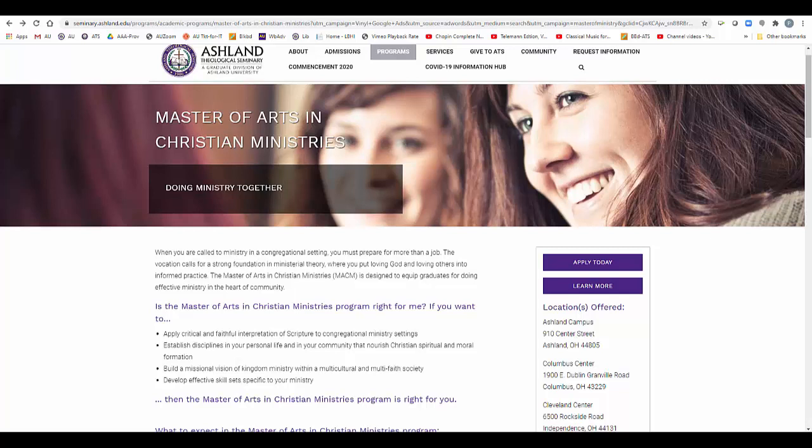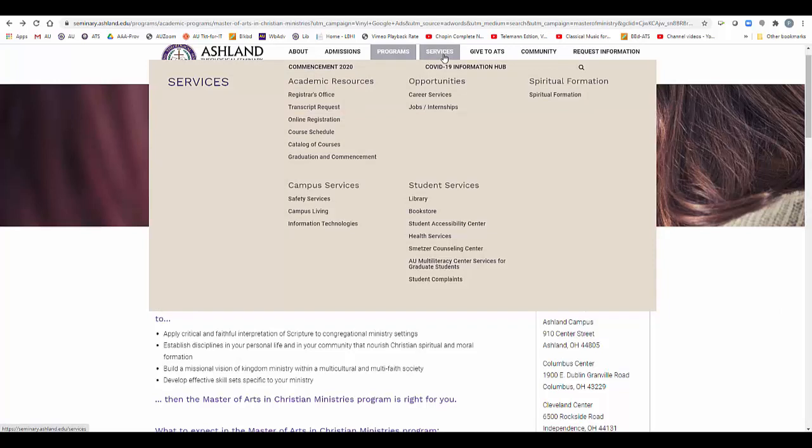Here we are at the seminary main page. We want to come to Services. The tab at the top that's labeled Services, then drop down under Student Services to Library.